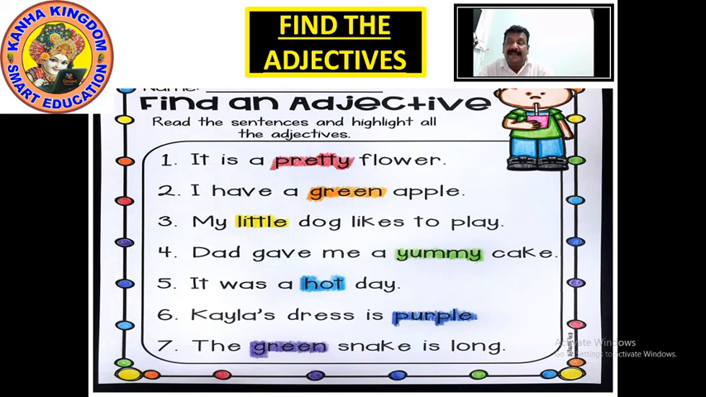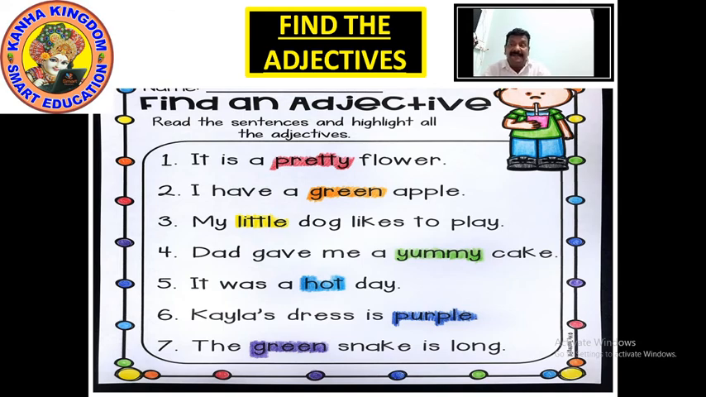I have a green apple. What type of apple? It's green. What is describing the noun here? Green. Green is an adjective which is defining more about the noun. My little dog likes to play. Dog is what? Dog is a noun. What is telling more about the noun? My little dog. Little is an adjective.